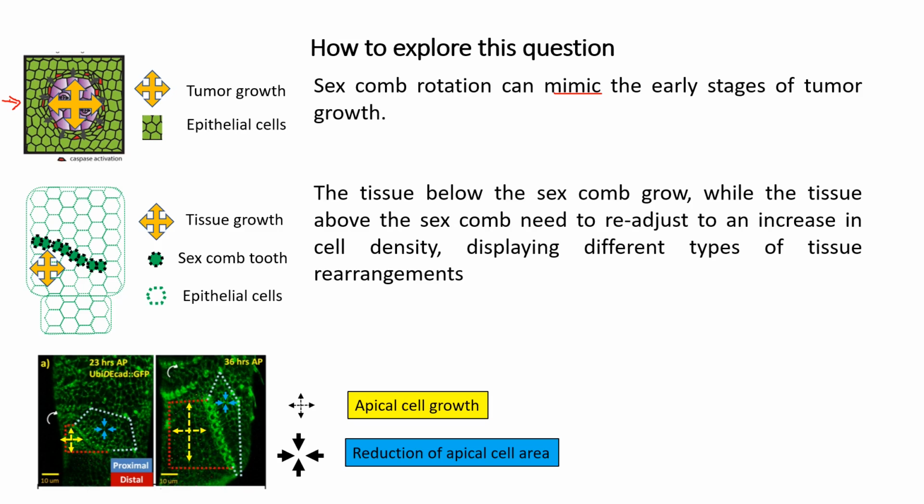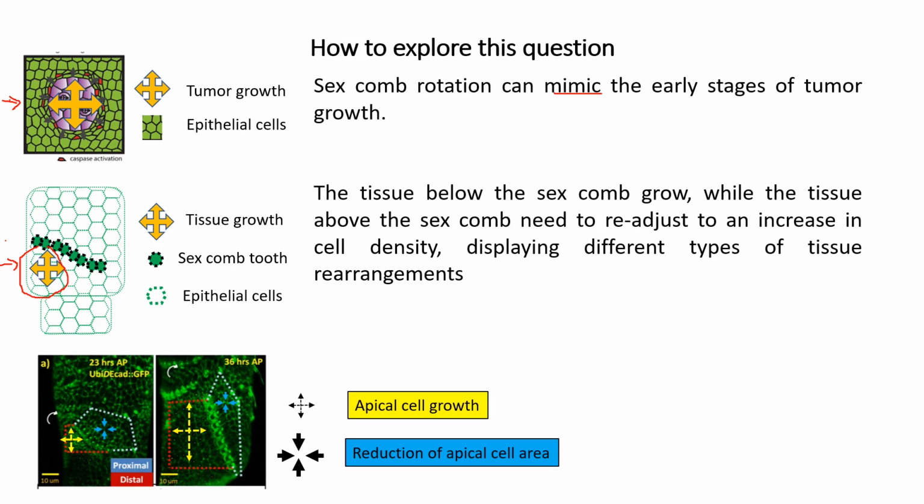So the epithelial cells have to readjust to a change in cell density. As the tumor starts growing, the normal cells start having less space, and some of them will have to mix, change in cell area, and some of them will have to die. During the rotation, in a natural case without a tumor, we have a tissue that is growing and expanding.